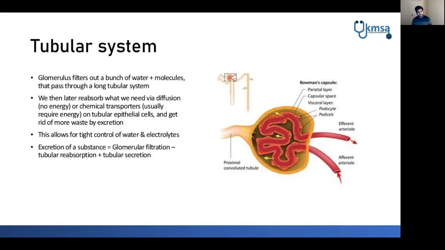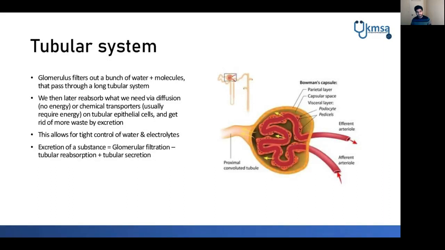The reason we don't do that is because our current system allows for increased and tight control. This ultrafiltrate lets go of more than what we'd like to, and then we selectively take back what we need based on our physiological state at present. That's done by the tubular system. At different levels along the nephron, different things get taken back in different amounts. Essentially, that means we control a tight homeostasis of water and electrolytes.